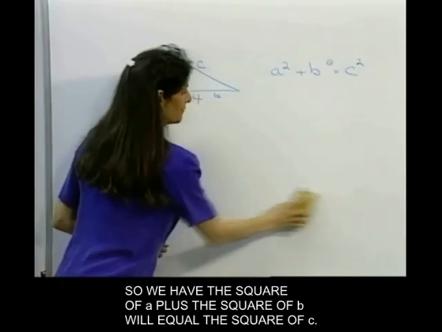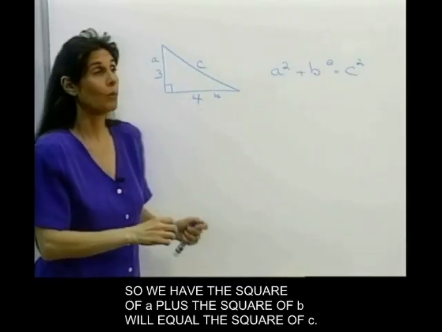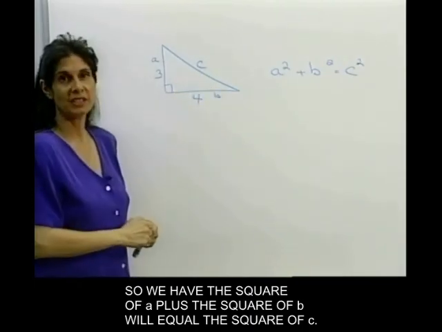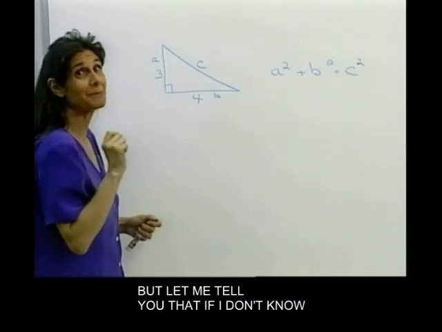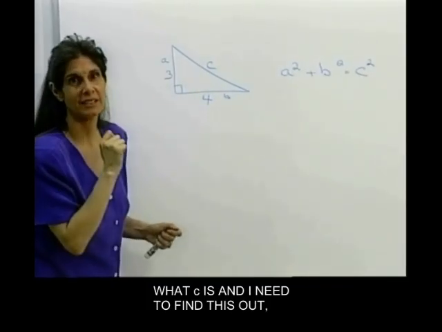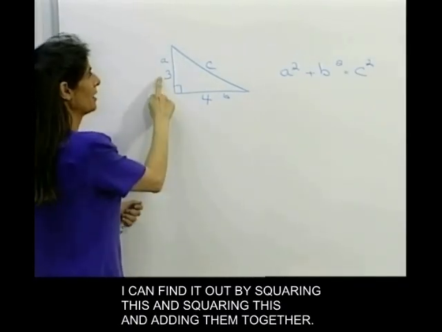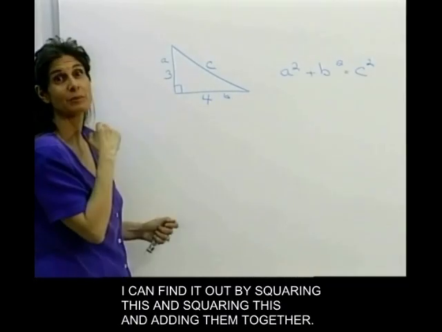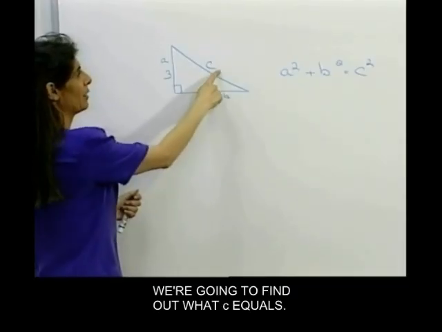Okay, so we have the square of A plus the square of B will equal the square of c. Now I know someone is telling me what's so important about that, but let me tell you that if I don't know what c is and I need to find out, I can find it by squaring these and adding them together. So that's what we're going to do. We're going to find out what c equals.